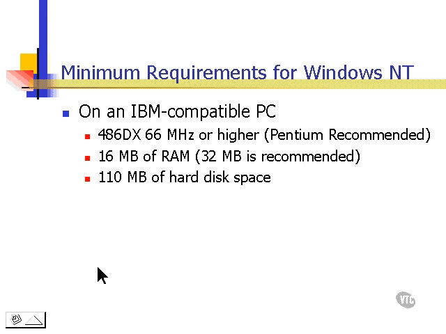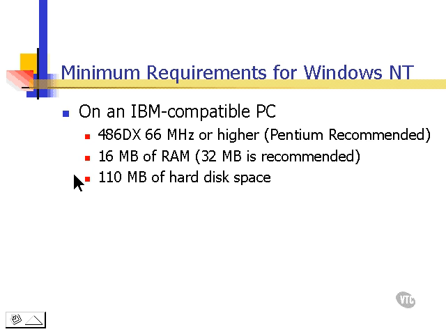The bare minimum requirements for Windows NT on an IBM compatible PC are a 486DX66 processor, although Pentium is recommended, 16 megabytes of RAM, although Windows NT would crawl with 16 megabytes of RAM, so I'd highly recommend 32 megabytes or better. And the bare minimum for the operating system itself is 110 megabytes of hard disk space, but there wouldn't be any room for anything else on it. So these are the bare minimum.